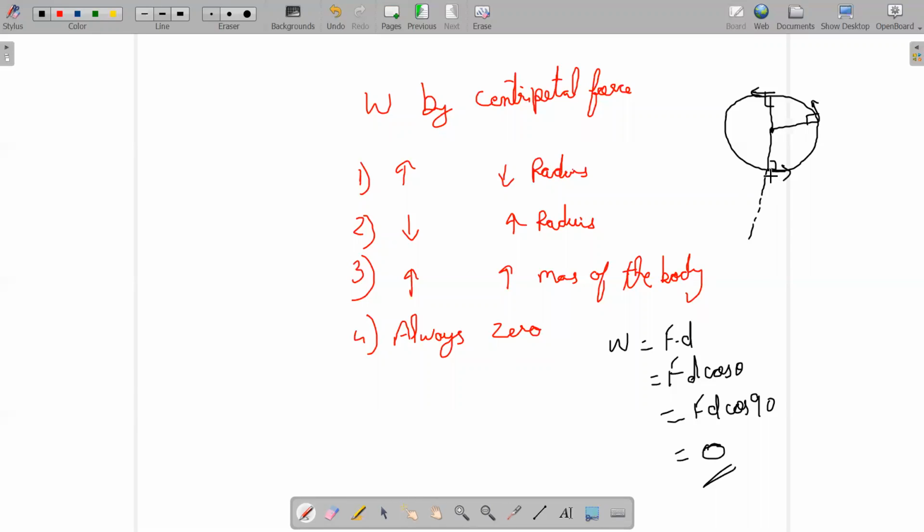If the velocity was not constant, then there would be a tangential force. There will be a tangential acceleration, right? There will be a tangential force because of which the velocity is changing in a non-uniform circular motion. The work done by that tangential force will be there, and that won't be 0. But in that condition also, the work done by the centripetal force will always be 0.